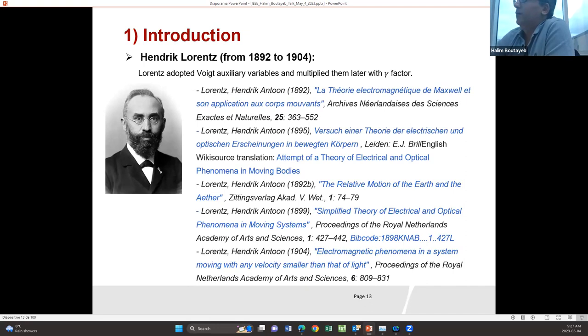Lorentz wrote many papers between 1892 and 1904 related to electromagnetism and moving objects or moving bodies. Like this one, La théorie électromagnétique de Maxwell, son application aux corps mouvants. This one, Attempt of a theory of electrical and optical phenomena in moving bodies. The relative motion of the earth and the ether. Then Simplified theory of electrical and optical phenomena in moving systems. And Electromagnetic phenomena in a system moving with any velocity smaller than that of light.